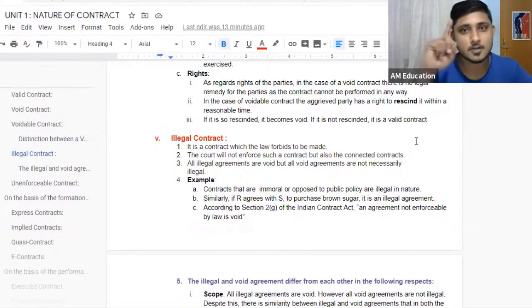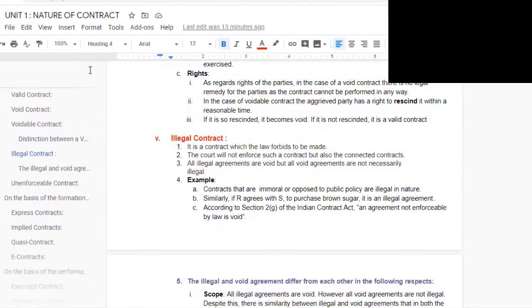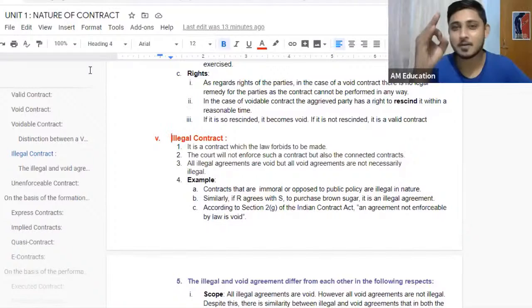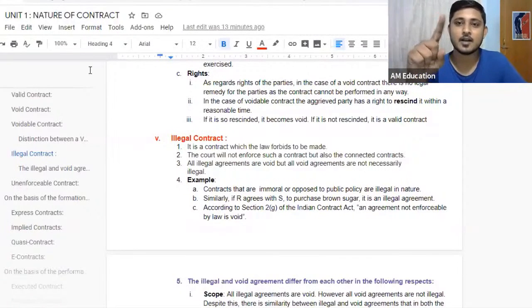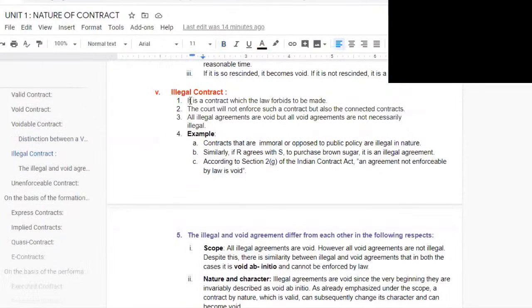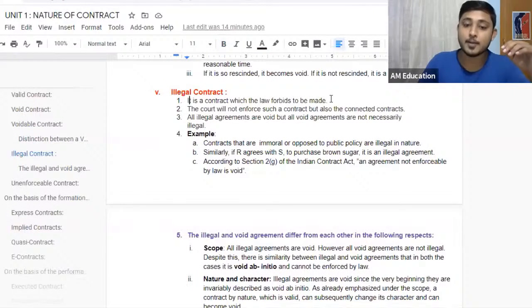Someone has not given. Yes, Navya. Cyber crime, sir. Awesome, Navya. Anything that you're doing as a criminal act in the cyber world is also an illegal activity. Hacking someone's computer, doing wrong with their accounts, using their account as a face and doing wrong stuff. Anything or everything is an illegal activity. Okay? So it is a contract which the law forbids.